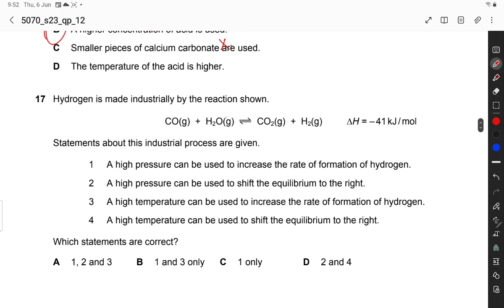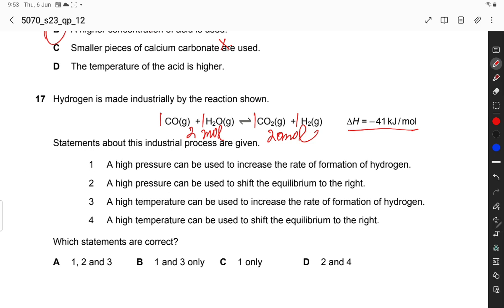Hydrogen is made industrially by the reaction shown: carbon monoxide plus water to form carbon dioxide and hydrogen, and the reaction is exothermic. Statements about this industrial process are given. A: high pressure can be used to increase the rate of formation of hydrogen. High pressure, no, high pressure cannot, because over here 1 mole, 1 mole, total 2 moles on reactant side and 2 moles on the product side. So it does not increase the rate of formation of hydrogen by increasing pressure.